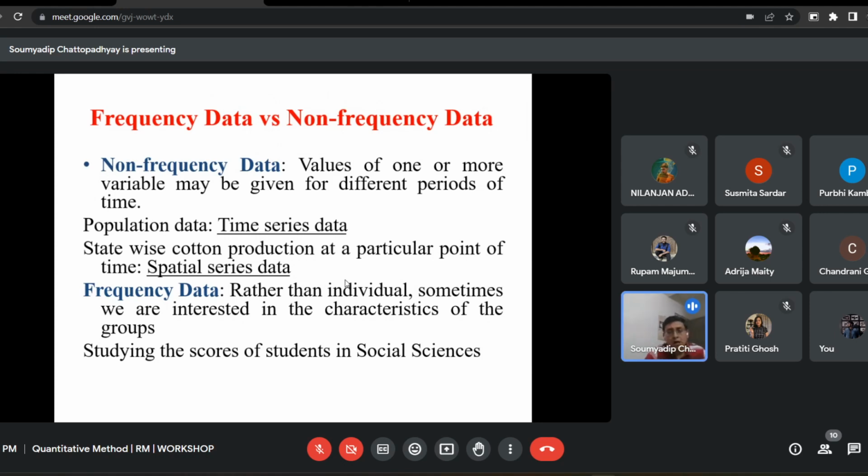Now, frequency of data means, again, here rather than individuals, sometimes we are interested in the characteristics of the groups. Suppose you are studying the scores of students in social sciences. That can be a frequency data. Again, consider the example I have just given, the annual average income of the adults in Kolkata. Here you can have some kind of income ranges, and then find out how many adults in Kolkata fall within that particular income range. So that is basically an example of frequency data.